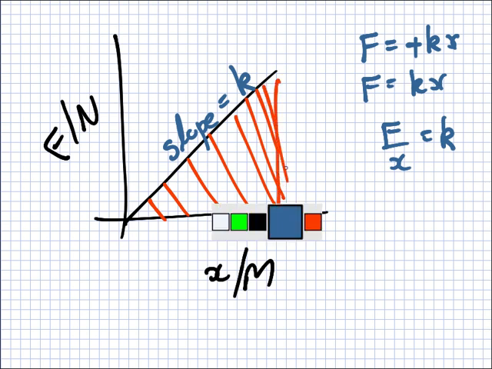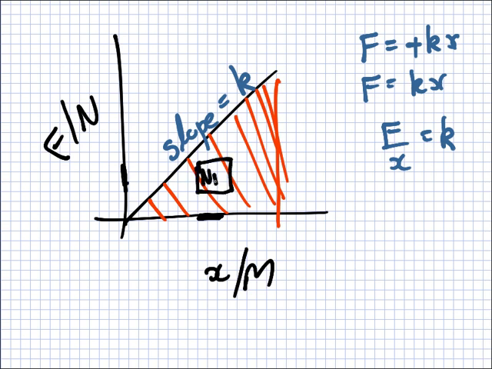What do you think the area is? Well, let's have a look. Because this unit is meters and this unit is newtons, the area would be in units of newton meter, which means the area here is in units of joule. So this area represents the work done to pull it.